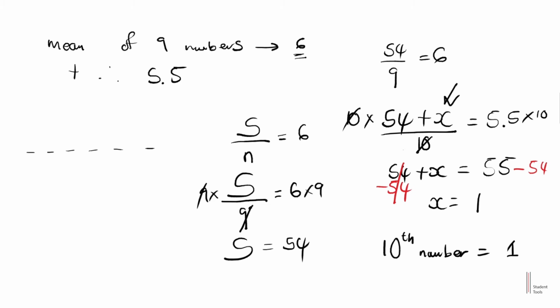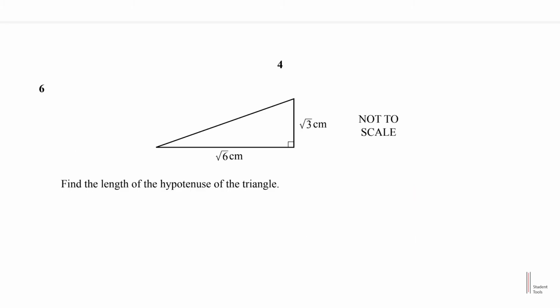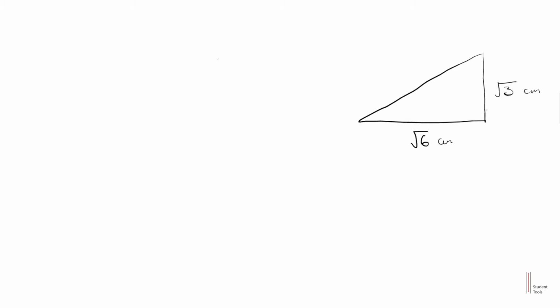Okay, let us move on to question 6. Question 6, we're given the triangle and we're supposed to find the length of the hypotenuse of the triangle. So we know this is 90 degrees. So we will use the Pythagoras theorem to find the value of the hypotenuse. So we know that a squared plus b squared is equal to c squared. So c is the hypotenuse. Let us call this a and this one b.